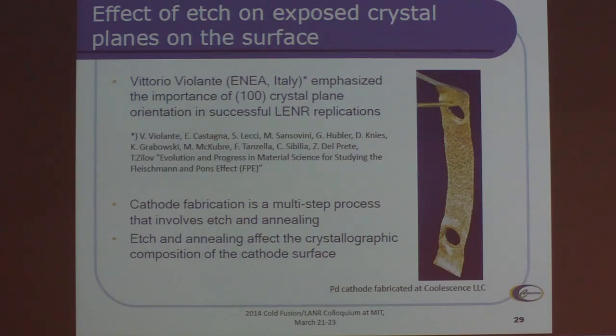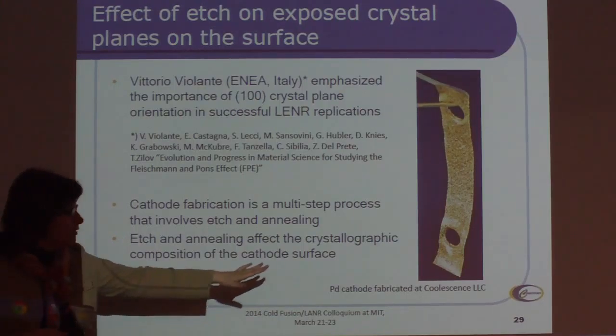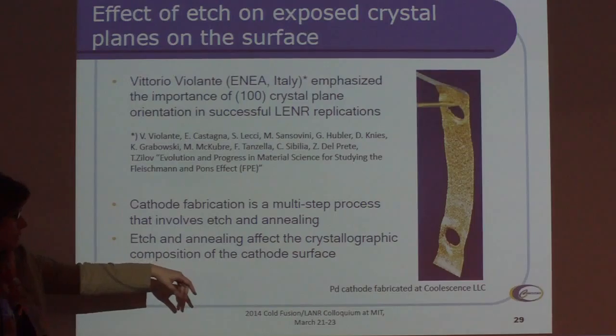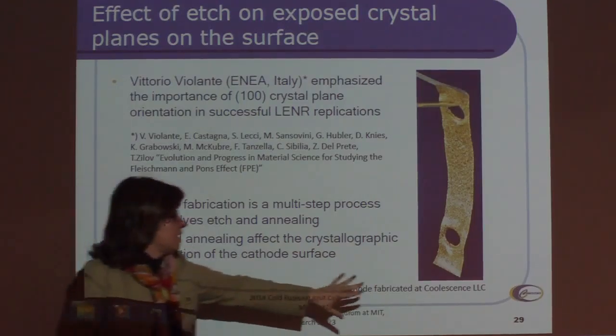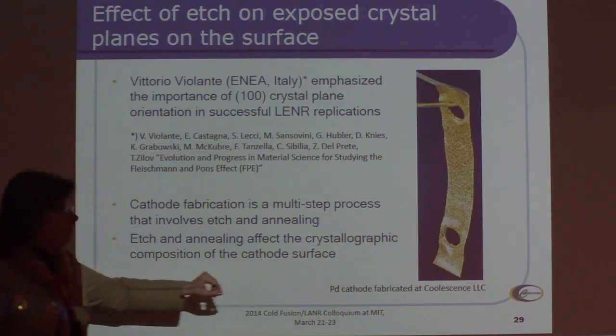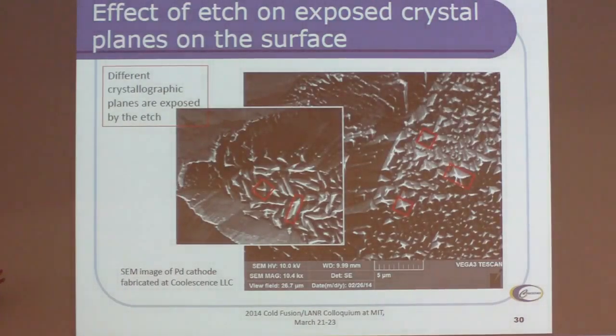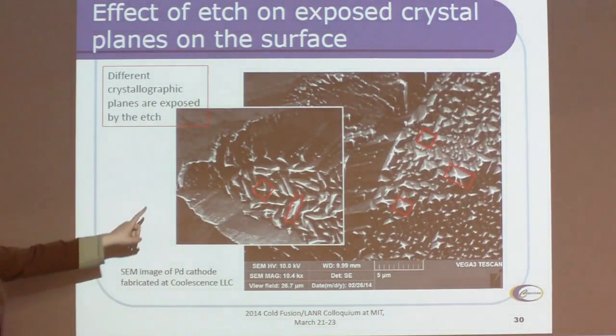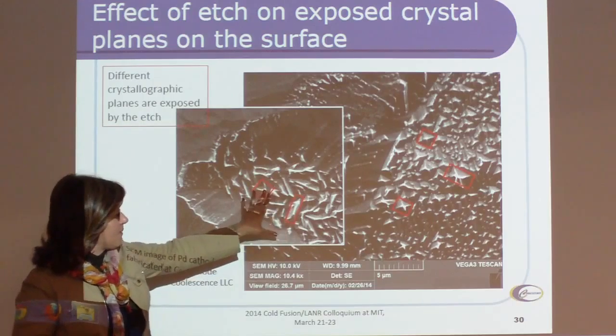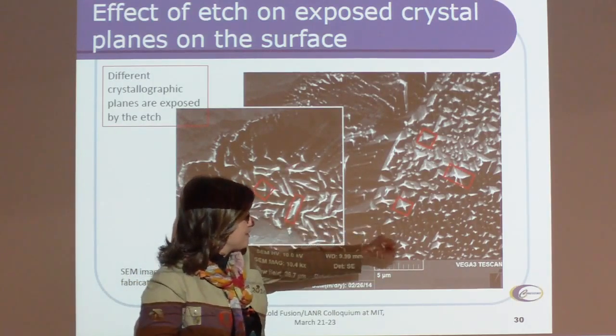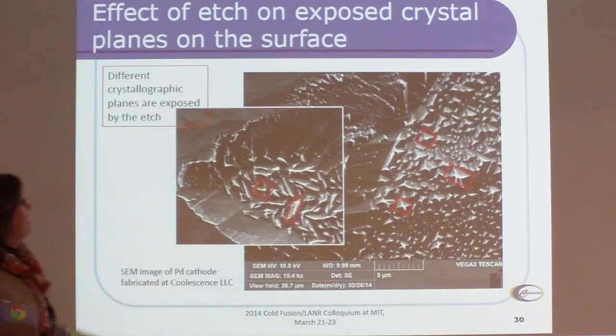The cathode fabrication is a multi-step process, and it goes through the etch, annealing, the crystal grows, and then we etch. So this is one of the cathodes that we made at Coalescence. And you can see how rough the surface is. So this is the SEM image. And this is another representation of those pyramids that Arik was talking about. That is Colorado pyramids, it's not the Missouri pyramids.